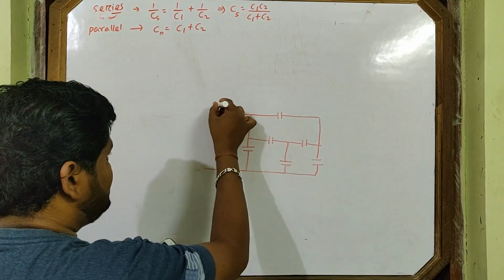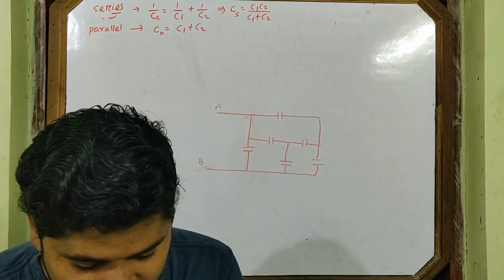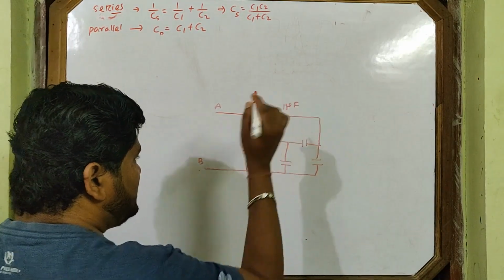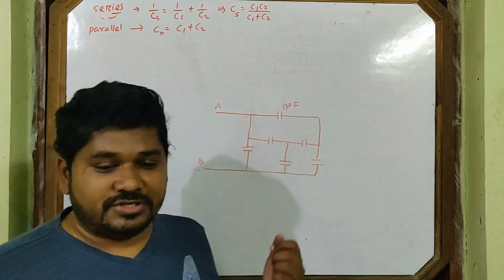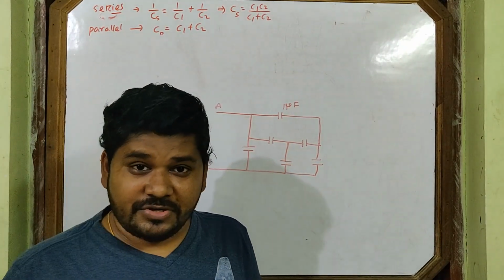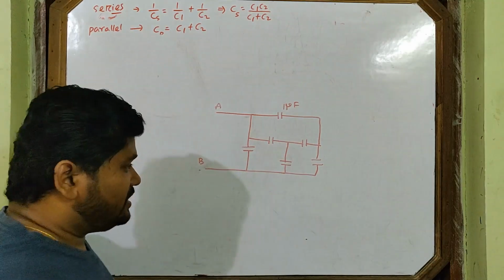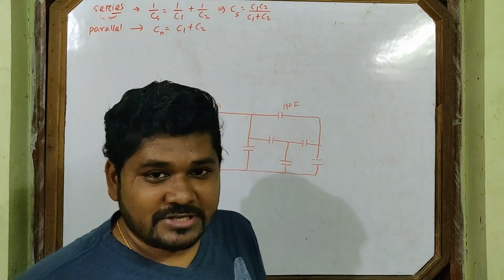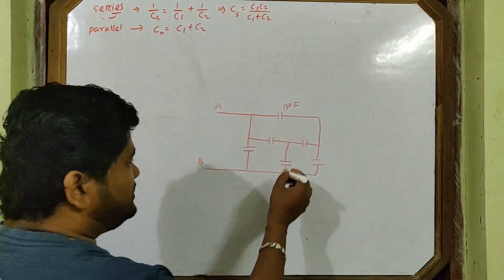Terminals are, this is A terminal, this is B terminal. So how are these capacitors connected? All our capacitors are the same, all are 1 microfarad. Now how will we do this question? You can pause the video here and try yourself, then see the solution I am telling you. Don't directly see the solution. Your creativity, your innovativeness will die if you see the solution directly.